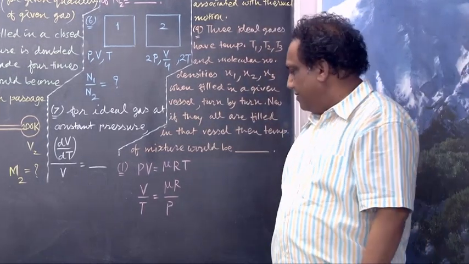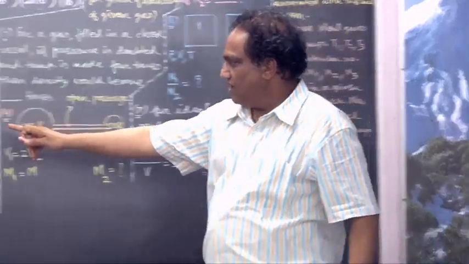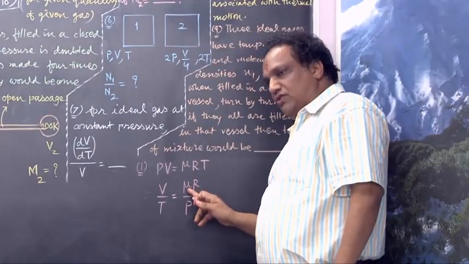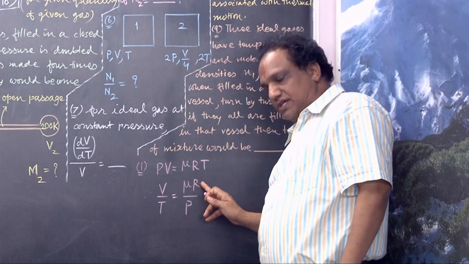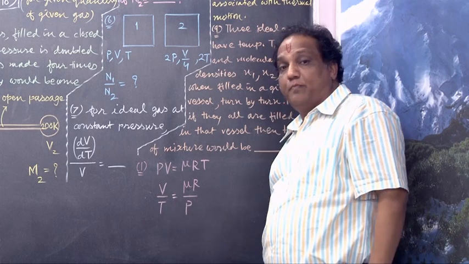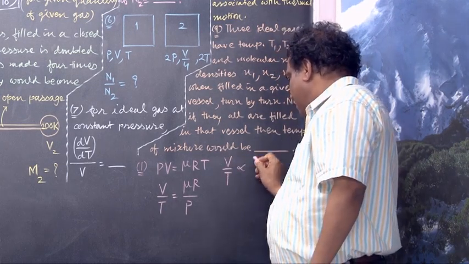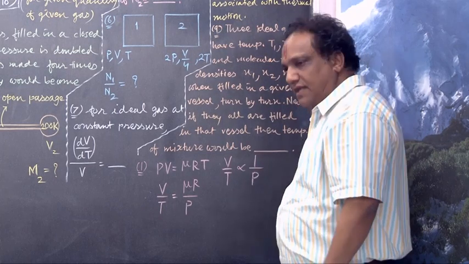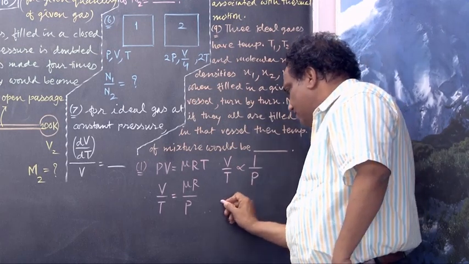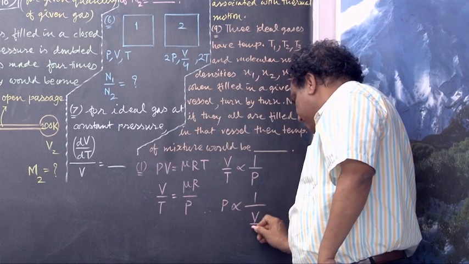Correct? Now tell me. This mu is constant, for given quantity of given gas. For given quantity, number of moles is constant. R is already constant. So V upon T is inversely proportional to P. Transfer this P here and transfer this V upon T down. So P is inversely proportional to 1 upon V upon T.